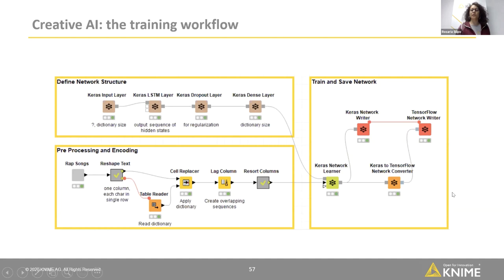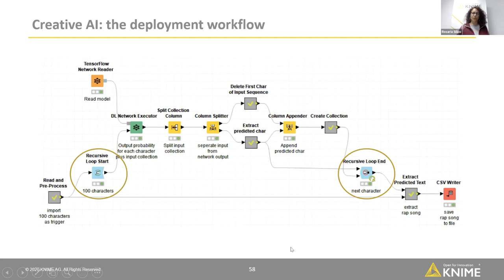It works exactly the same as the previous workflow. There is a recursive loop again, and the recursive loop is because I have my 100 characters at the input. I produce the next character. I feed the next character back into the input. I use now the new vector of 100, the new sequence of 100 characters. I predict character number 102, feed it back into the input sequence. I predict character 103, and so on and so on. So again, the recursive loop, which is needed in the deployment workflow.